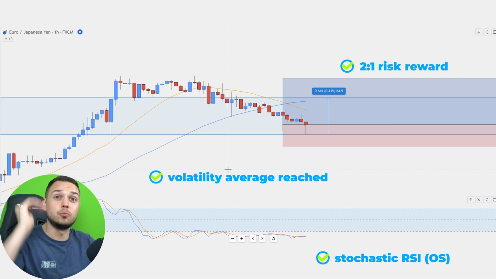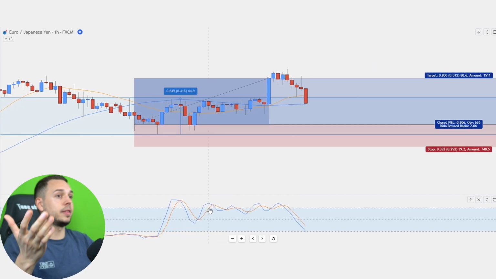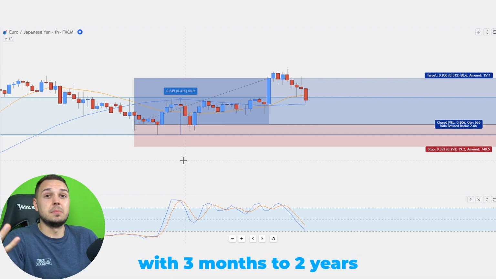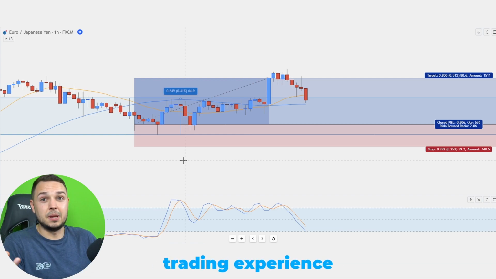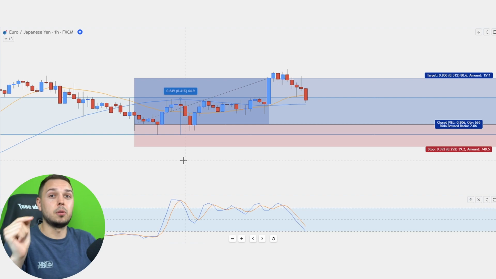Likely there's going to be a retracement back, and as you can see, it continues moving towards the upside and eventually reaches your take profit level. And if you're watching this with 3 months to 2 years trading experience, this could potentially not make much sense, but practice it and I promise you it will.